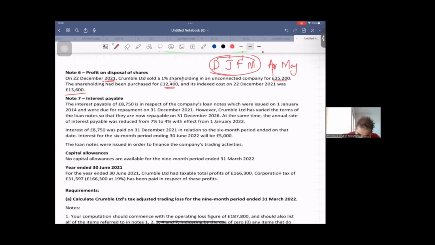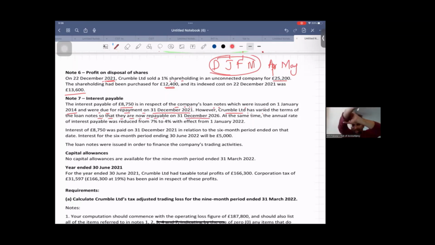The interest payable of 8750 is in respect of the company's loan notes which were issued on 1st January 2014 and were due for payment on 31st December 2021. So the loan was due for repayment on 31st December 21. However, Crumble Limited has varied the terms, meaning changed the terms of the loan notes, so that they are now repayable on 31st December 2026.